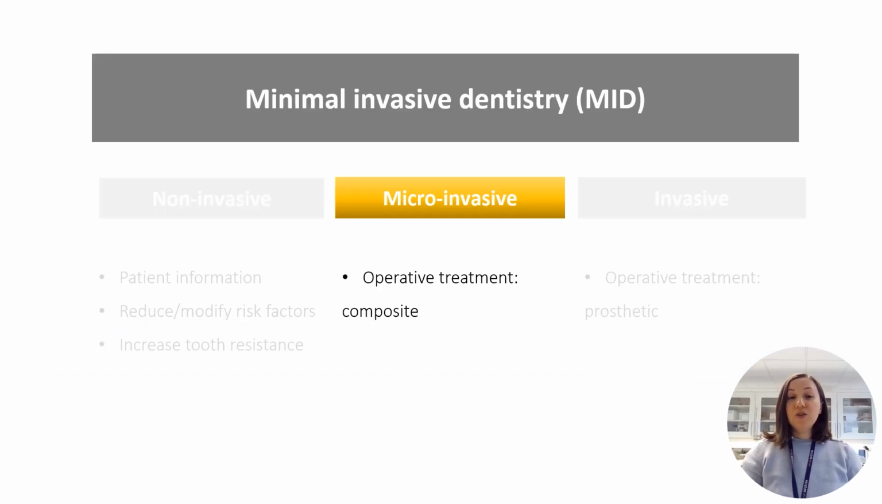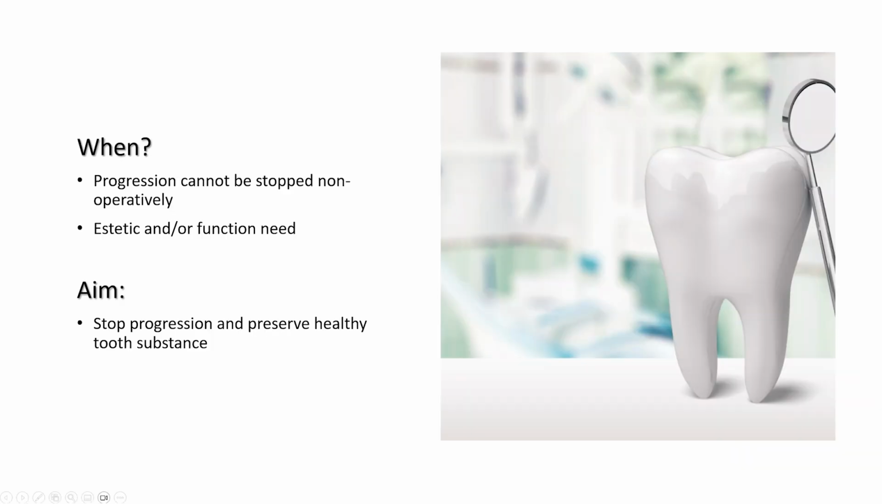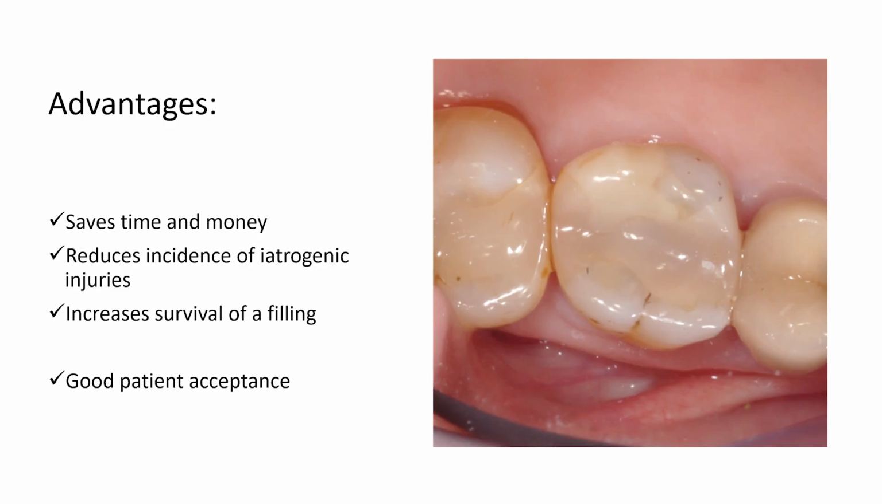So as I mentioned, the following level would be operative treatment with some composite restorative materials. And when do we do this? So this is done when progression cannot be stopped non-operatively and when we have aesthetic or functional need. And the main aim is to restore the function and aesthetics, stop progression and preserve remaining healthy tooth substance.